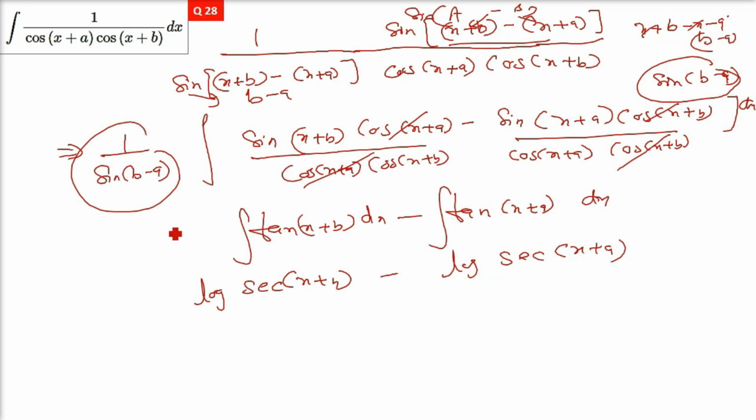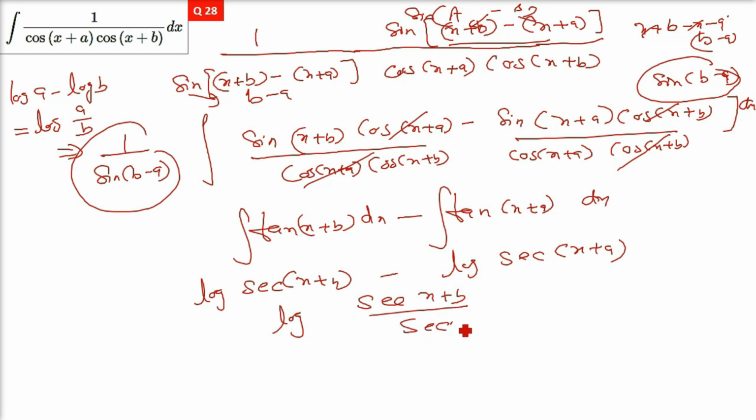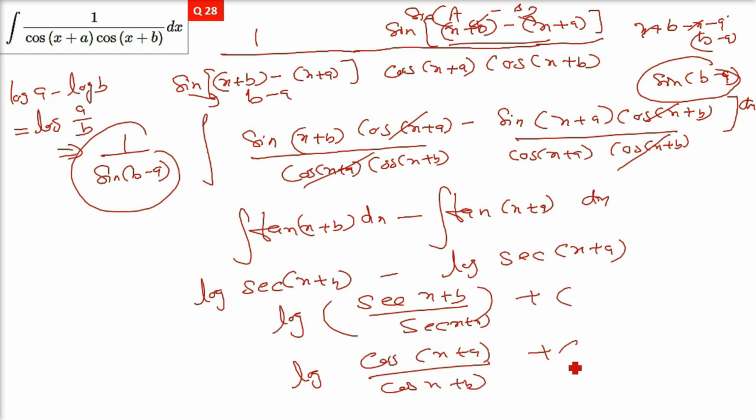But you know the formula of log a minus log b. You can always write it as log of a by b. This goes as log of sec(x+b) by sec(x+a). Now you can make it easier, but I can assure you that this is the final solution. Just make it cos now. Sec goes up, it becomes cos. So sec(x+a) goes up, it will be cos(x+a). Sec(x+b) comes to the denominator, it becomes cos(x+b).